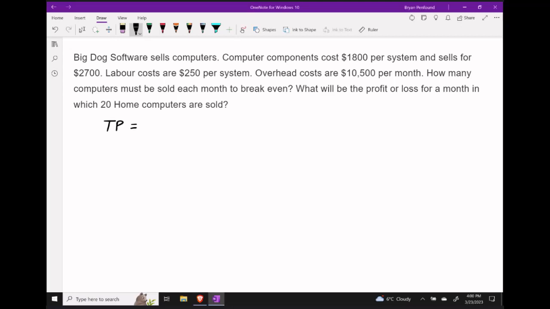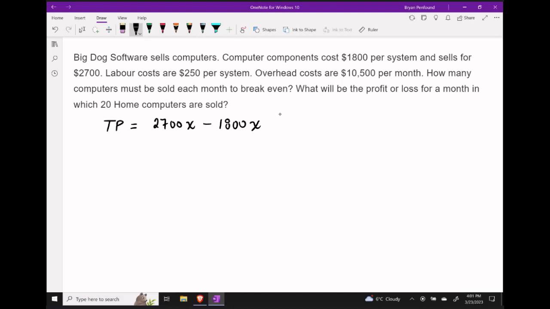Let's begin by building our total profit function. So we're going to look for our revenue. We're going to be selling our computer systems for $2,700 each, so let's represent that with 2,700 times X. Next, we want to start subtracting off our costs. Let's begin with our variable costs. We know that per system it's going to cost us $1,800.